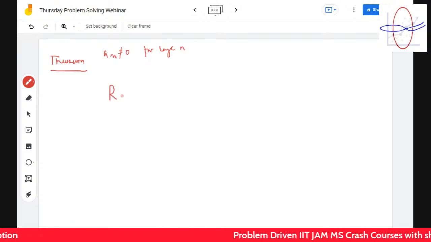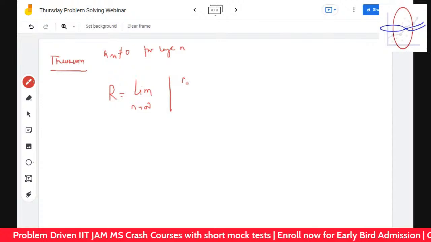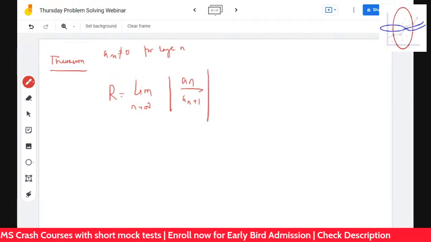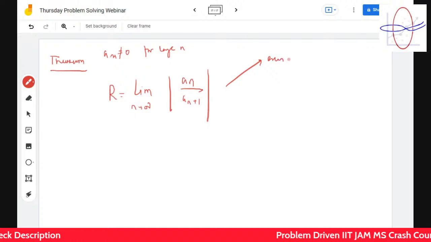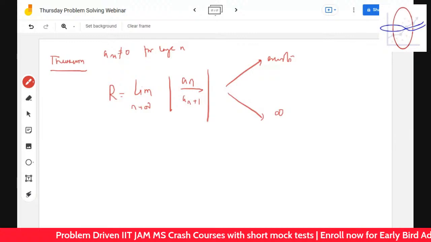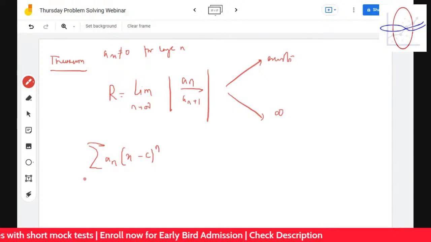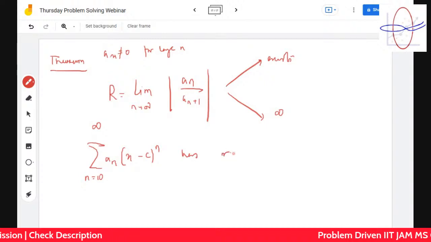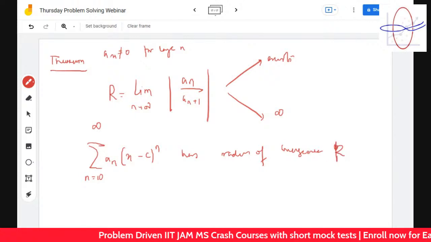If R is the limit, as n tends to infinity, of mod an by an plus 1, which you can easily understand comes from the ratio test idea, and if this limit exists, or goes to infinity, then the power series summation of an times x minus c whole to the power n, from 0 to infinity, has radius of convergence R. This is the theorem.